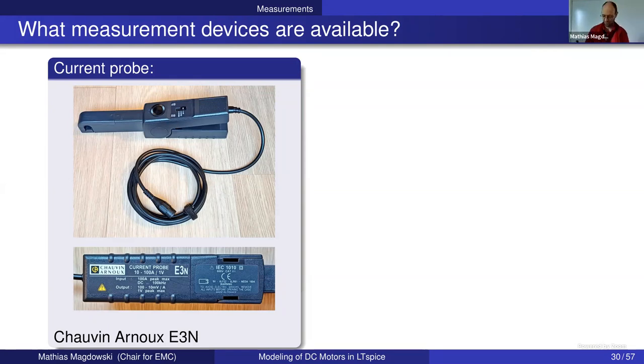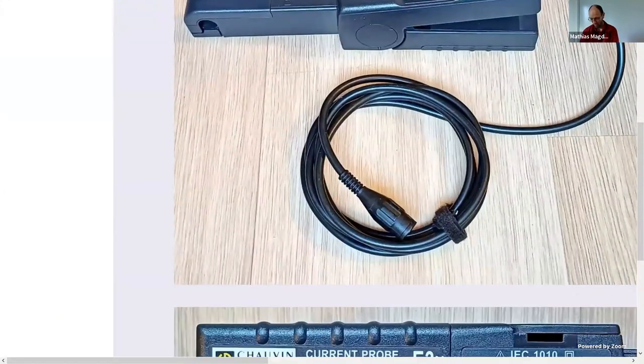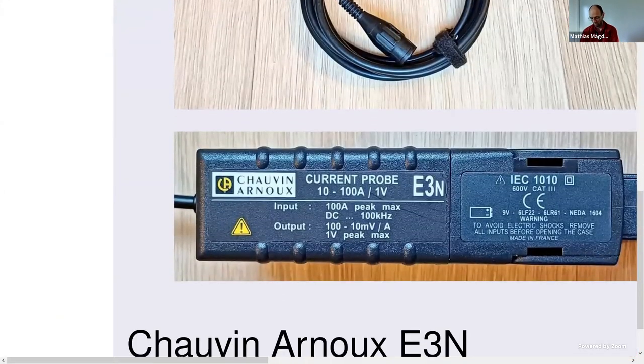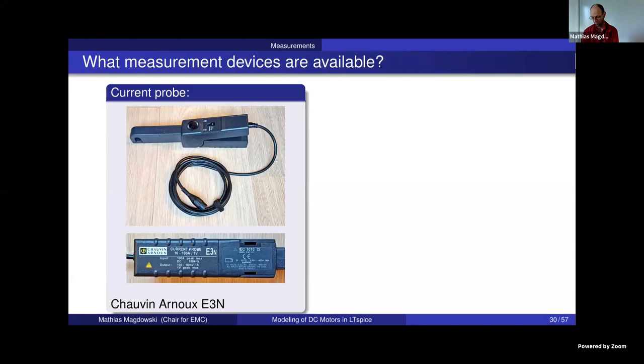I can maybe enlarge it a little bit. I can try at least. So there's here some close up and then you can see it can measure up to 100 amperes, which is quite a lot. And it shows something like 10 millivolts per ampere and 1 volt maximum of voltage. So this is how this current clamp works.